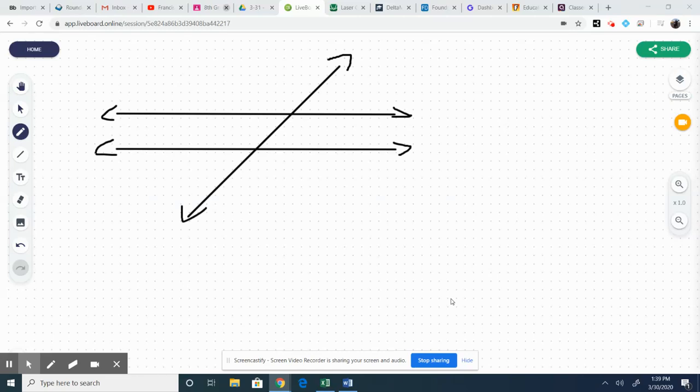Hey guys, so I'm recording this quick video to help you out with your assignment that I'm going to give to you on Delta Math. So I've also posted some notes that should help you out as well. And these are all based on parallel lines and transversals.